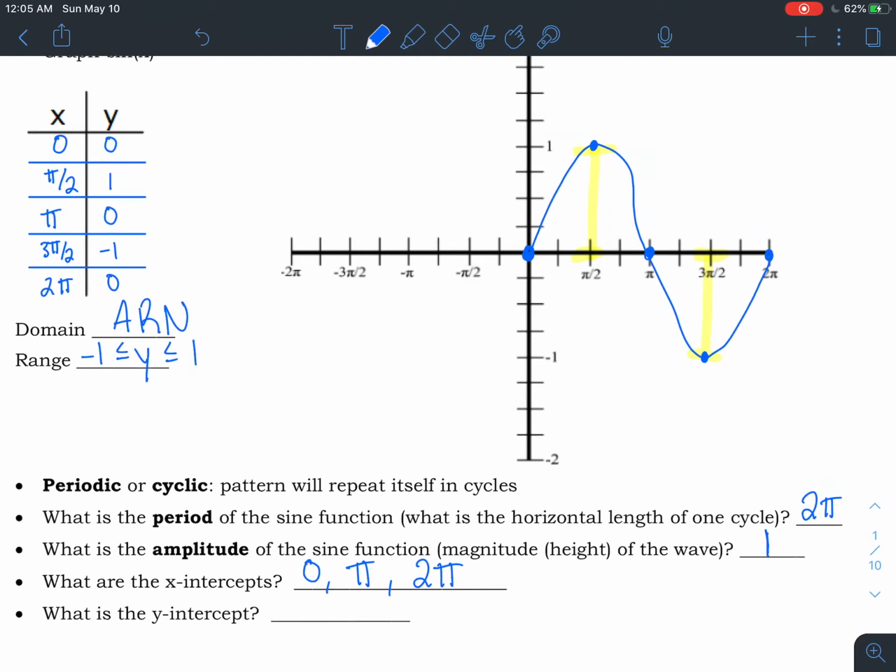And again, until we start dealing with stuff where we start changing how big the period is, then that's going to be the case. My y-intercept would be, again, at 0. 0, 0, we can even say. Because there's 3 of them, I didn't list them up above, but my 3 x-intercepts up above would be 0, 0, pi, 0, 2 pi, 0. So that's the basics of my sine wave.